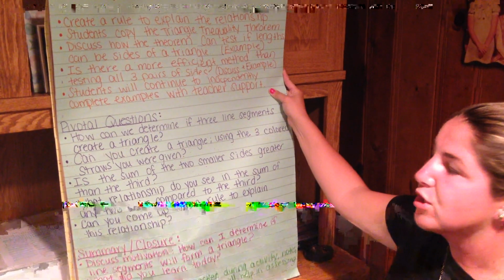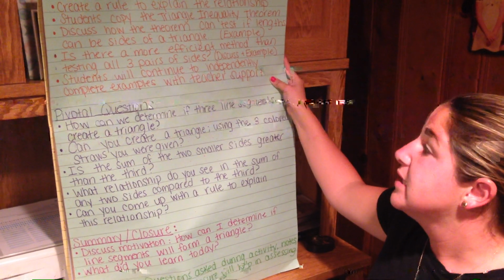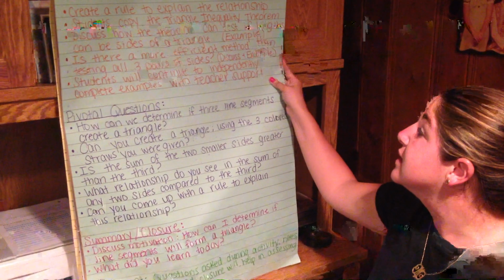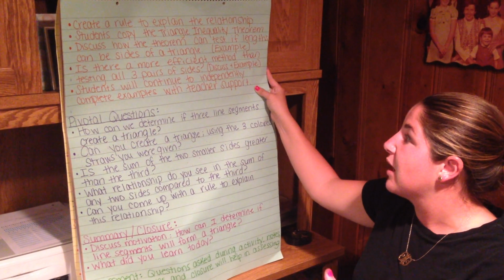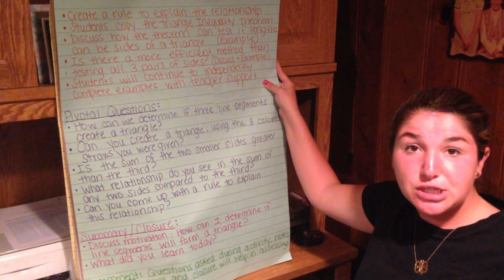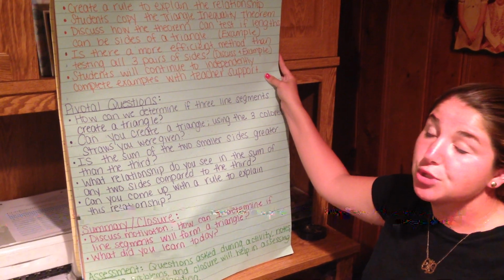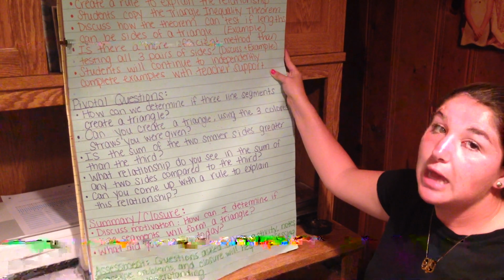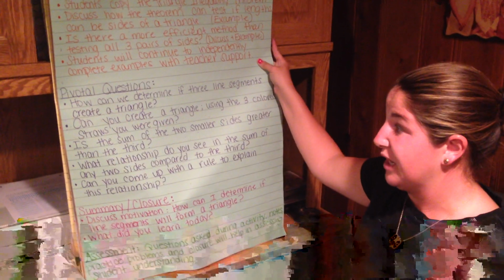And then after that, we're going to try and figure out as a class if there's a more efficient way than testing all 3 pairs of sides. So we'll discuss that, and then if needed, the teacher can prompt and show the easier, more efficient way. Students then will continue for the rest of the lesson to independently complete problems as the teacher circulates around, provides support and help as needed, and stops every problem to review and check for understanding.